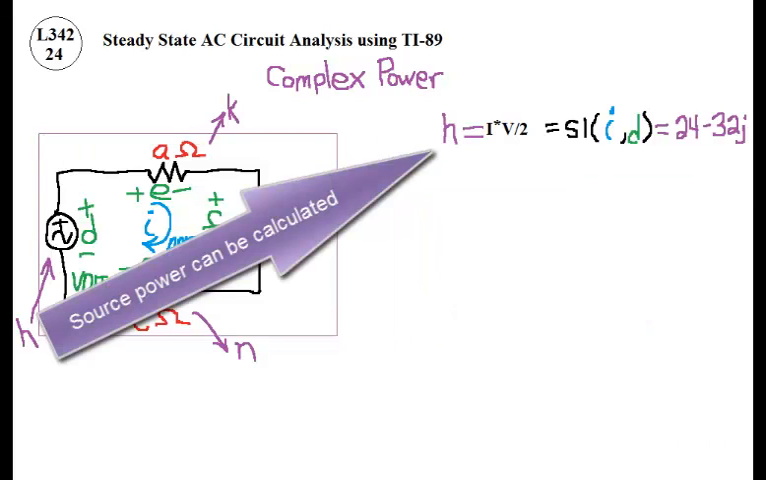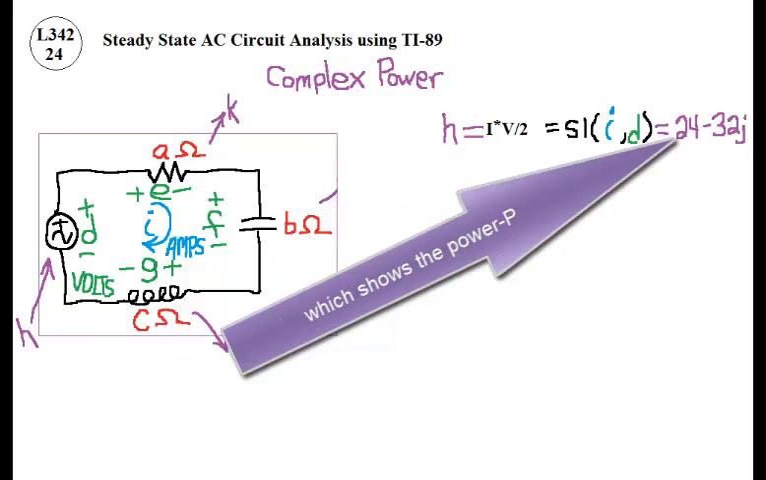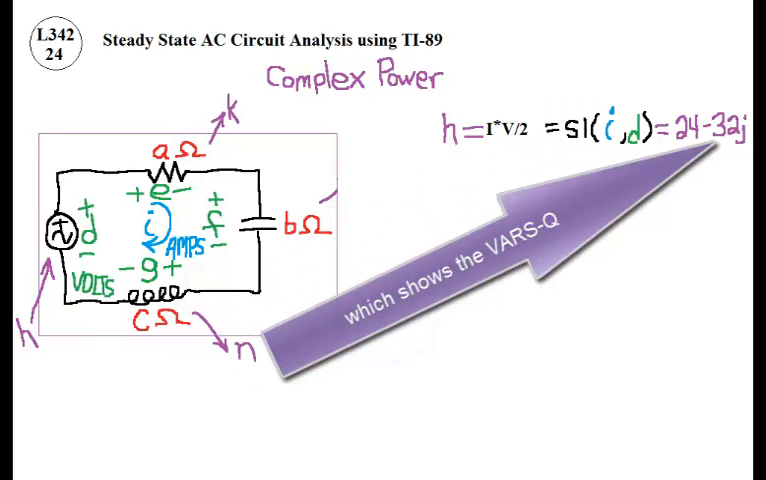Source power can be calculated. H is I star V divided by 2. The calculator function can be used to show the power P and the VARs Q.